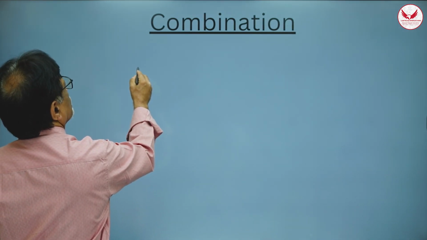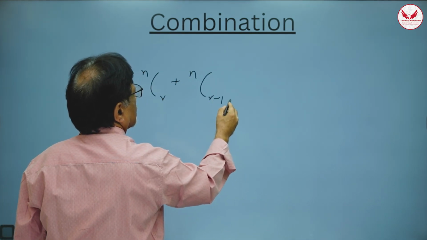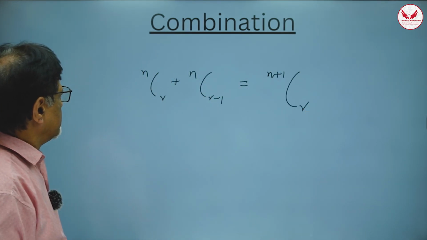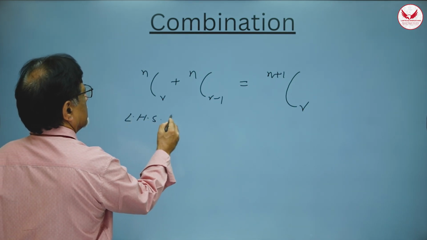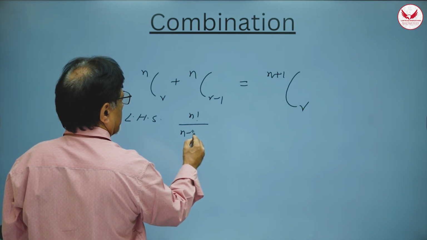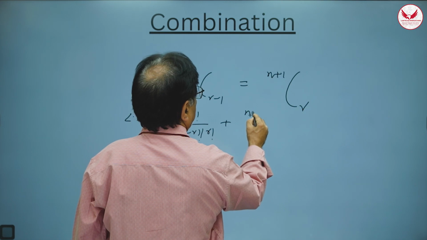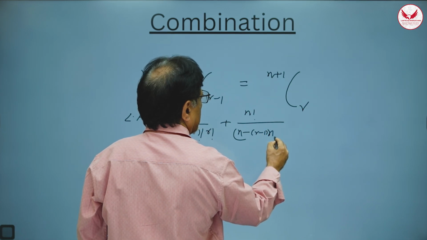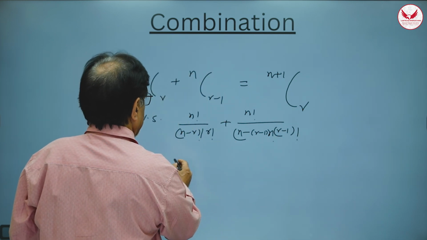So I want to prove that nCr plus nC(r-1) gives you (n+1)Cr. Correct? Fine. So I start with the LHS, the left hand side. What is nCr? nCr means n factorial upon (n minus r) factorial into r factorial. Correct? Plus n factorial upon (n minus r minus 1) factorial into (r minus 1) factorial. Correct? Now, that is equal to what?